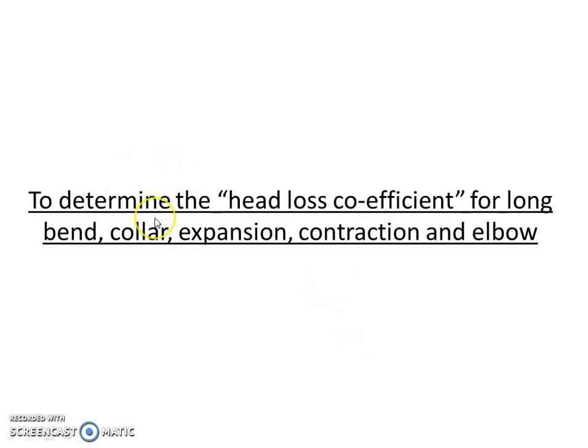In this presentation, we are going to learn how to determine the head loss coefficient for minor losses, that is due to long bend, collar, sudden expansion, sudden contraction, and elbow.